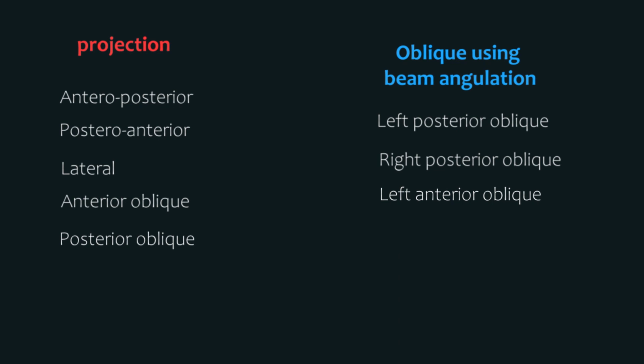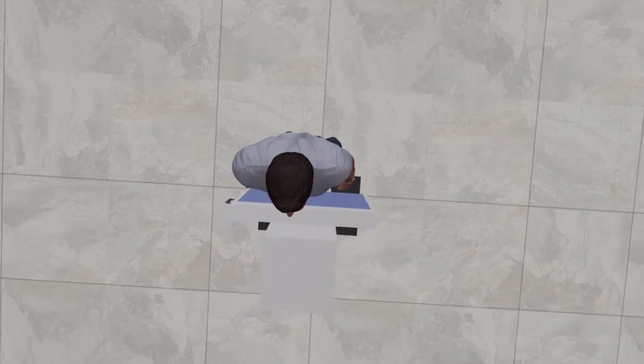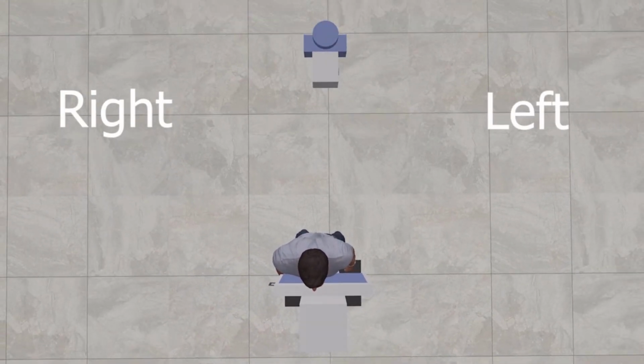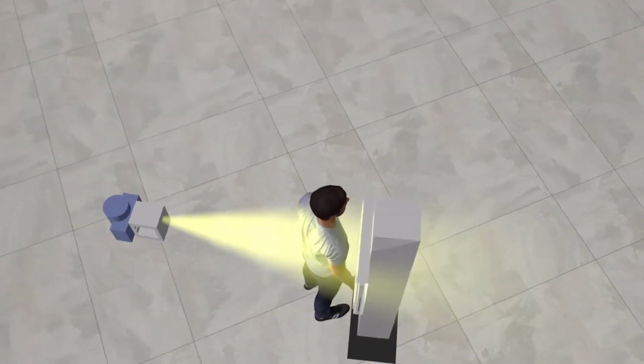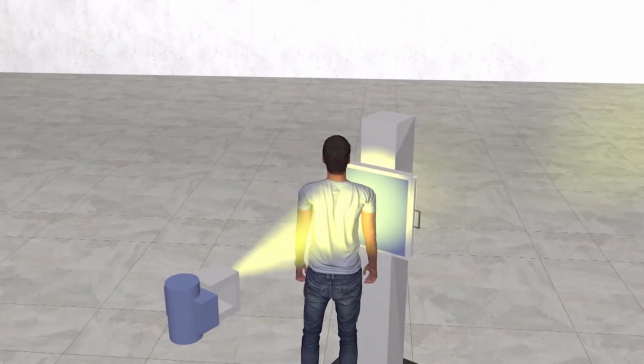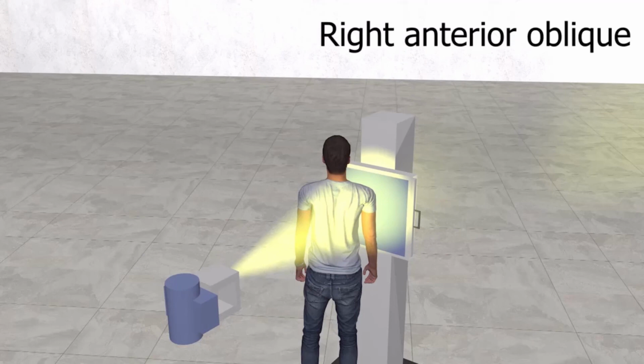The last, fourth case, the patient is standing, this is the right side and this is the left side. If we tilt to the left, the right anterior side will be closest to the cassette. We say that the projection is right anterior oblique.